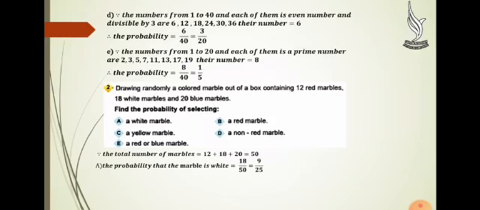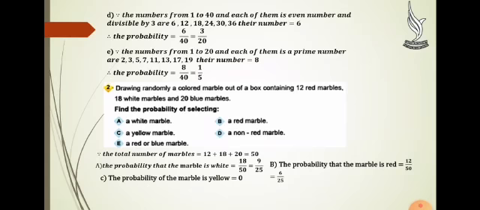Letter B, if I select a red marble, it will be 12 over 50 because red marbles equal 12. By simplifying, it equals 6 over 25. Letter C, selecting a yellow marble: there isn't any yellow marble, so the probability equals 0.